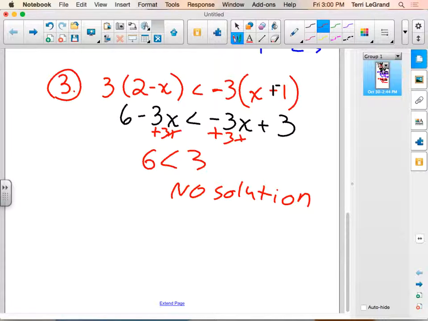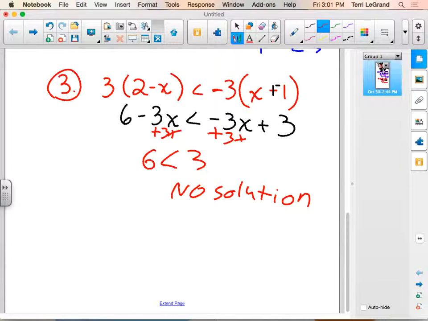What happened? Well, we took away 3 from 3, so there was just nothing. We just lost it. We lost what? We lost our variable. We lost our variable terms. They eliminated, they disappeared.